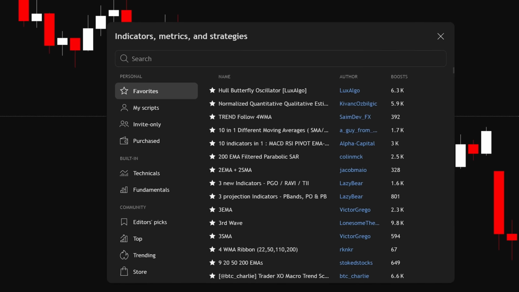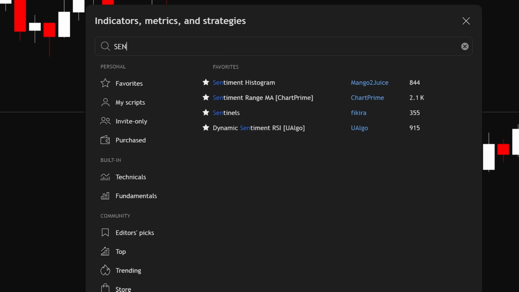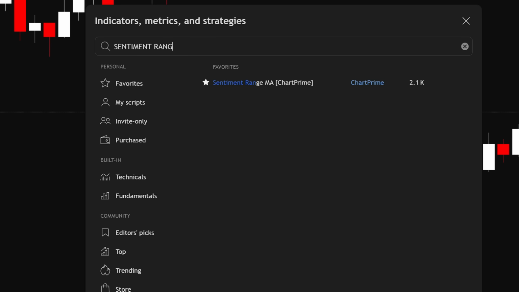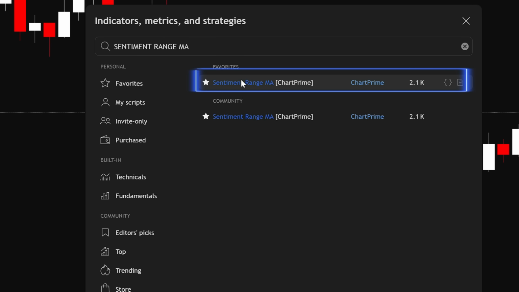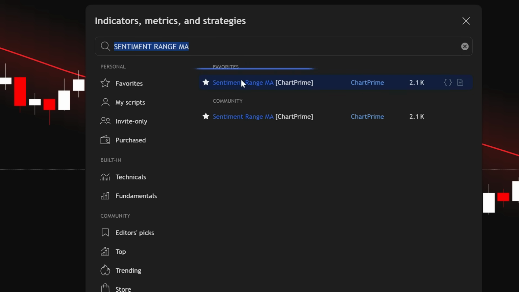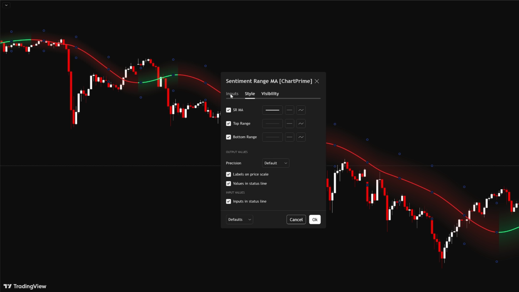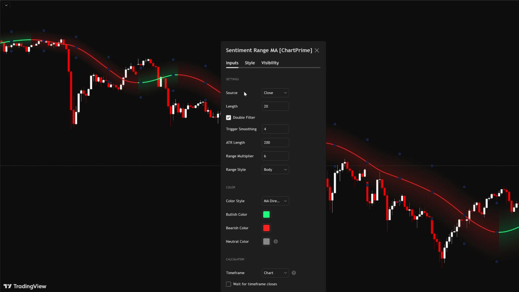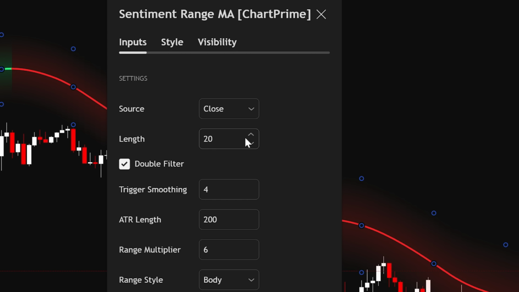This indicator is called Sentiment Range. It's completely free on TradingView. I'll show you how to add it quickly, but don't skip this part, because the default settings will sabotage the strategy. So, in the settings, I changed the length to 21. This makes it responsive enough to catch momentum, but not so sensitive that it flips constantly.